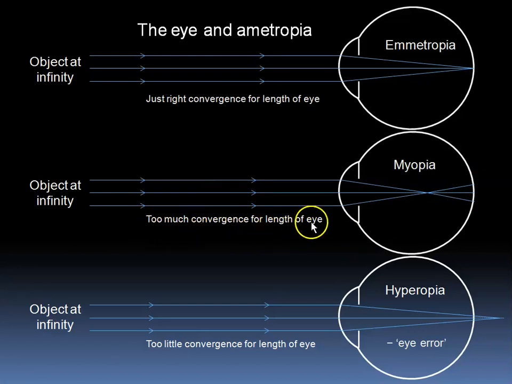In this case, there's too much convergence for the length of this eye. Either the power of the system is too great, or the eye is too long for the optics of this system. In this case, the object that is far away is not converged sufficiently to form an image point on the retina. It actually intersects the retina and forms a blur circle. Either the optical system is insufficient to converge light for the length of this eye, or one can consider that the eye is too short for the optical system here.